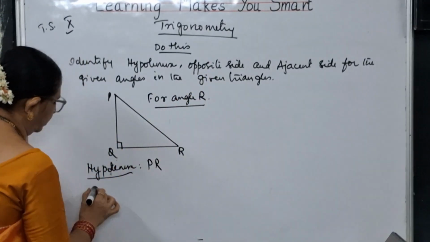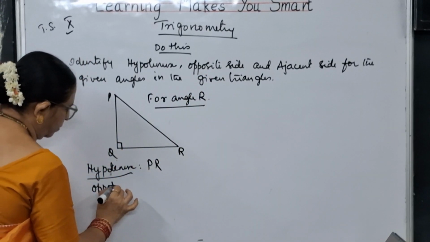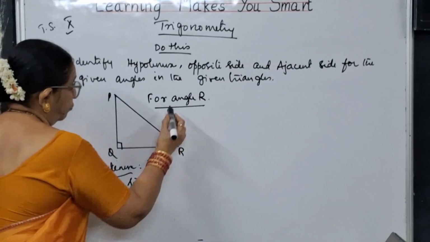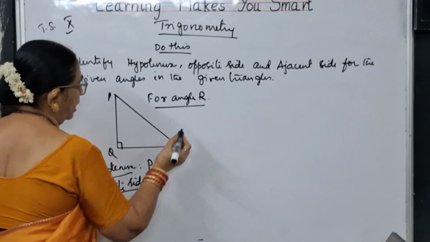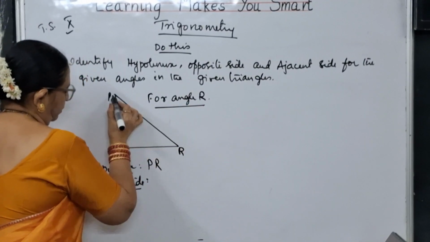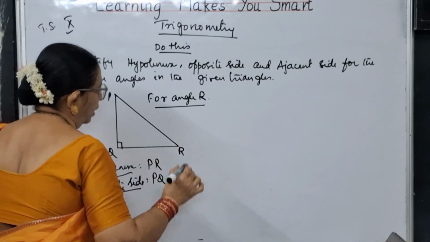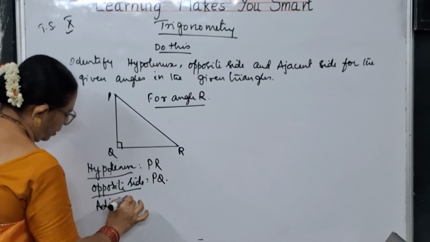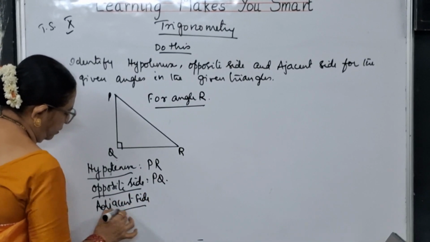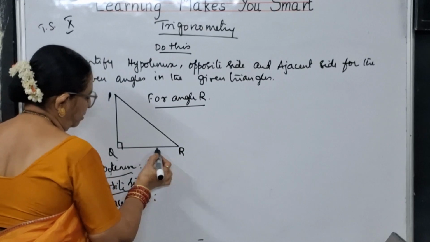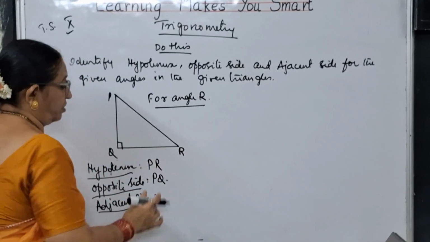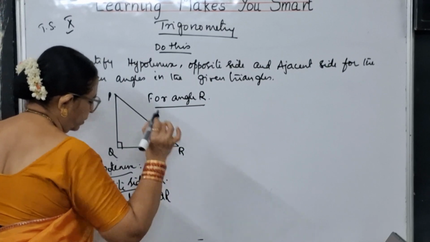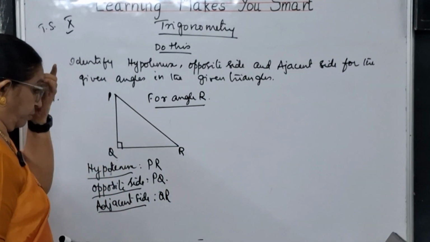Next, opposite side. Opposite side for angle R. The problem is for angle R. This is angle R. For this, the opposite side is PQ. And adjacent side. So for angle R, adjacent means what? Immediate next. So for angle R, the adjacent side is RQ. So these are the answers for the first problem, children.